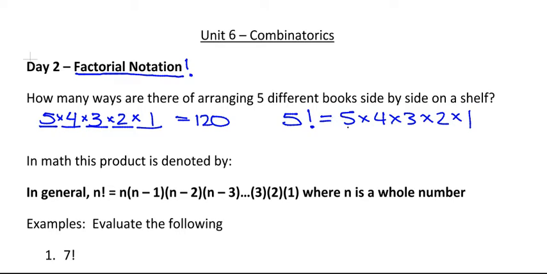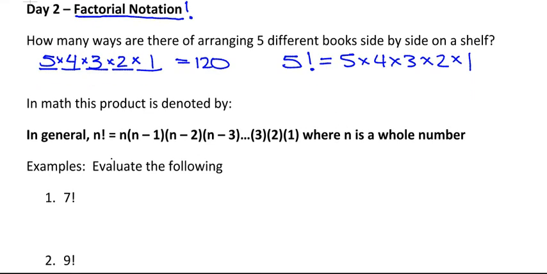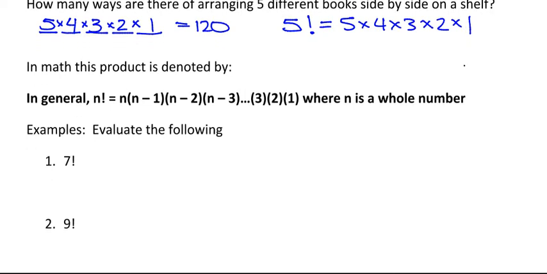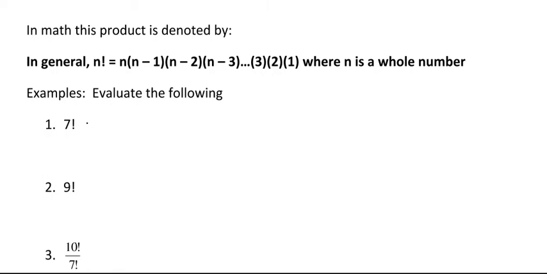So for example, if you had n factorial, this would be equal to n times 1 less than n, times 2 less than n, 3 less, etc. And you always stop at 1. So for example, evaluate the following. 7 factorial is 7 times 6 times 5 times 4 times 3 times 2 times 1, and this will equal 5,040.